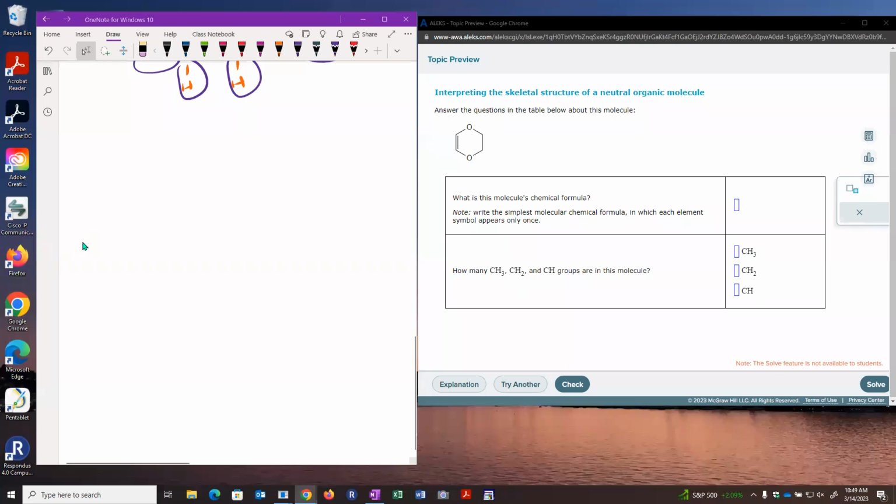All right, so in this question, we're looking at interpreting the skeletal, or sometimes called a line angle structure.